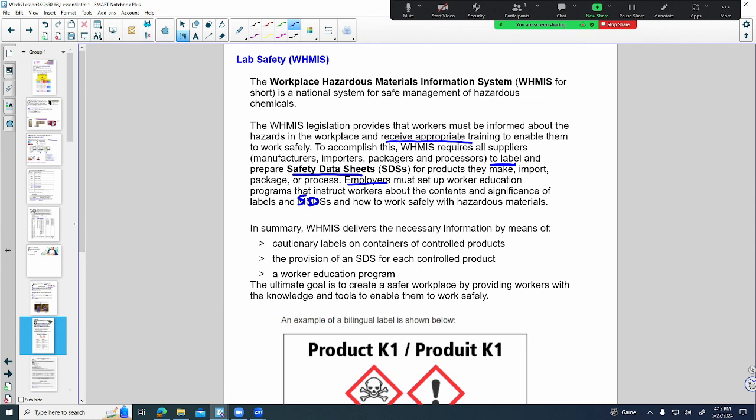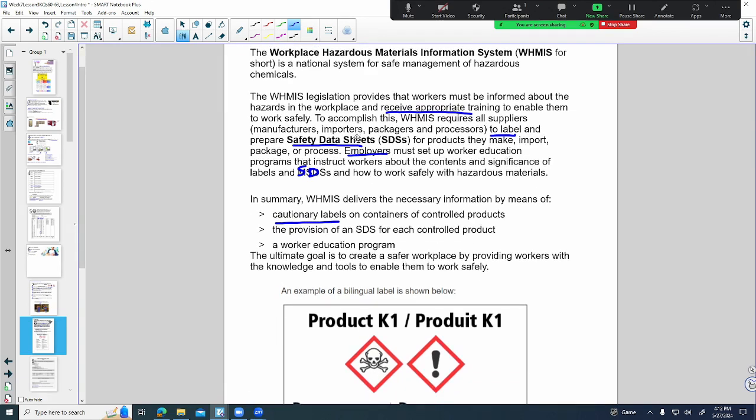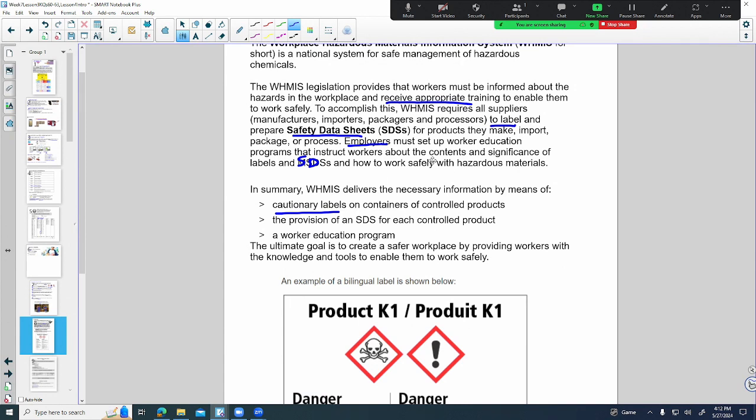In summary, WHMIS delivers the necessary information by means of cautionary labels on the containers. They should also provide an SDS, which is the safety data sheet, for each controlled product, and they have to have a worker education program. This means that the ultimate goal is to create a safer workplace by providing workers with the knowledge, meaning they should know, and the tools to enable them to work safely.